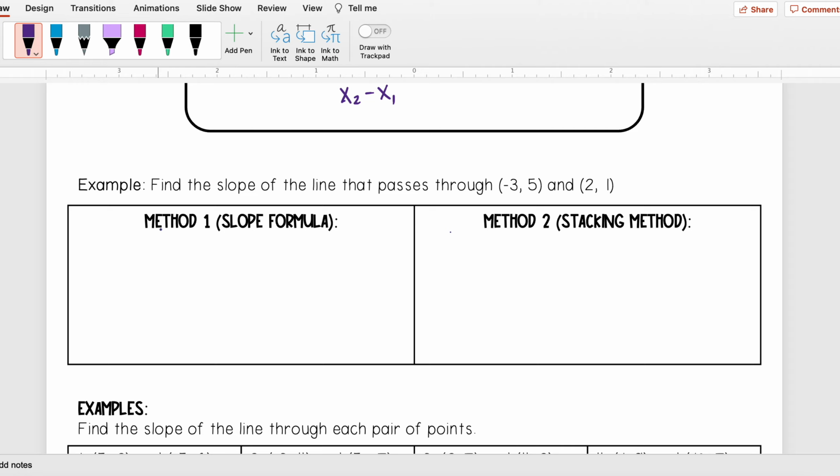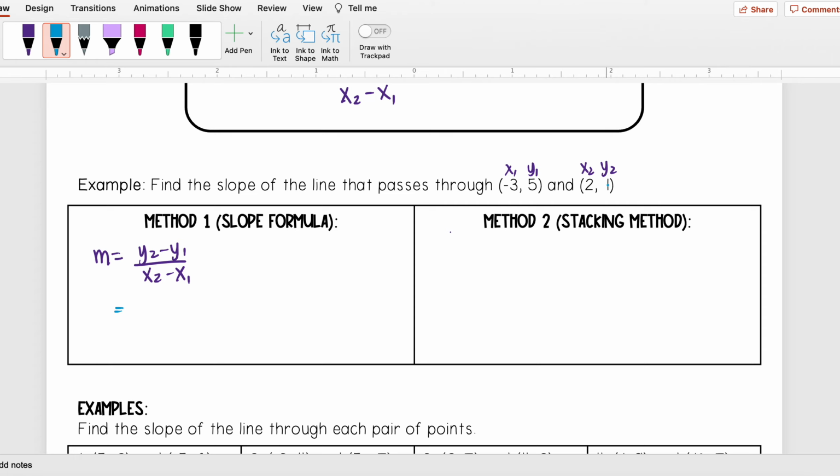So if I were using the slope formula to find the slope that passes through -3, 5, and 2, 1, my first step is I'm going to go ahead and label my points x1, y1, and then x2, y2. So kind of similar to when we're doing distance formula. And so next I want to go ahead and plug that into this formula here.